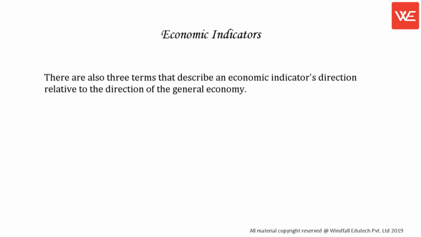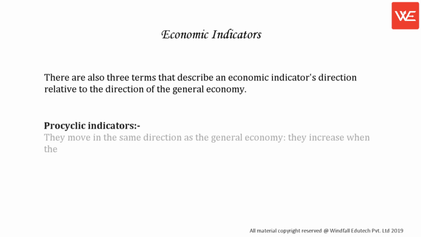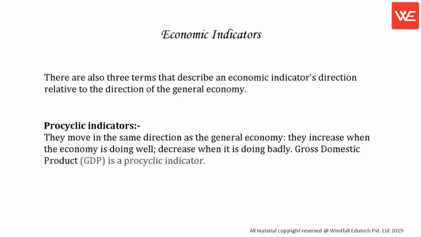There are also three terms that describe an economic indicator's direction relative to the direction of the general economy. Procyclic indicators move in the same direction as the general economy. They increase when the economy is doing well, decrease when it is doing badly. Gross domestic product (GDP) is a procyclic indicator.